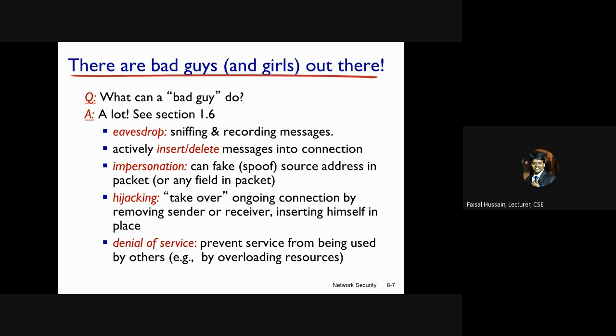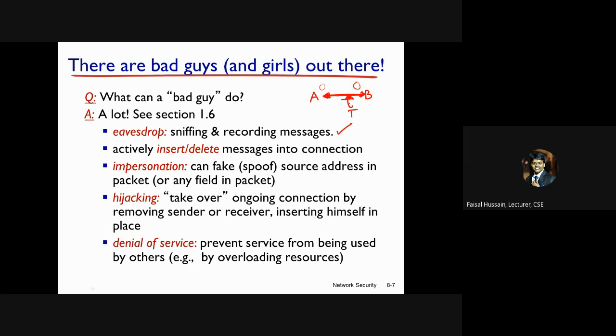That means if I want to have an impact on a normal conversation, what can I do? So first one is eavesdrop, which means sniffing and recording messages. Whenever Alice and Bob are communicating, I am Trudy, and I can eavesdrop on this message. If the message is not properly encrypted, I can know what A and B are communicating, because they are using a public medium because of the computer network. So a truly adversary can eavesdrop on it.